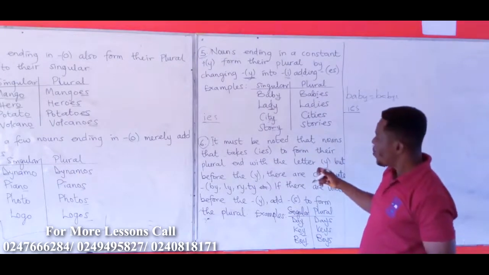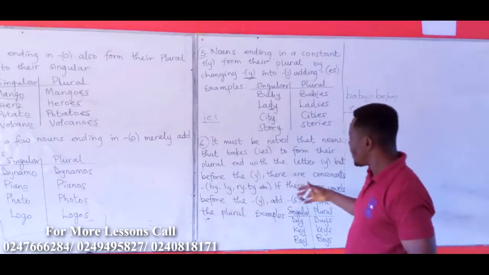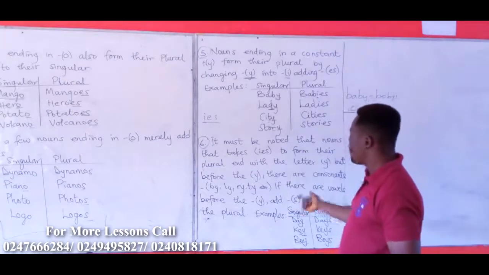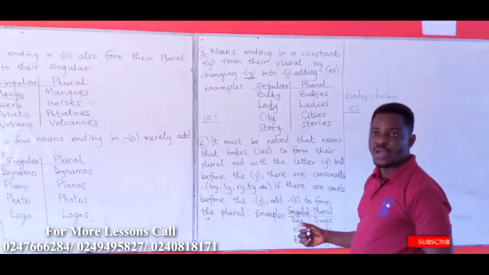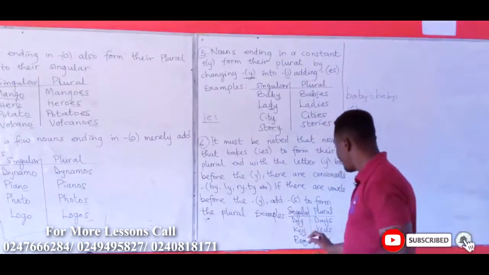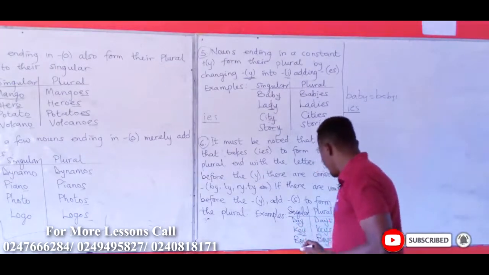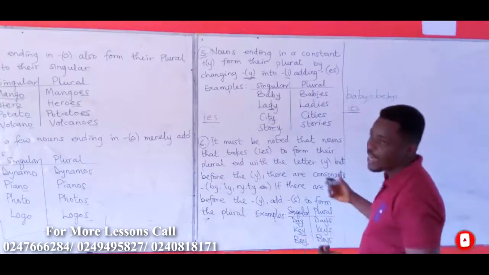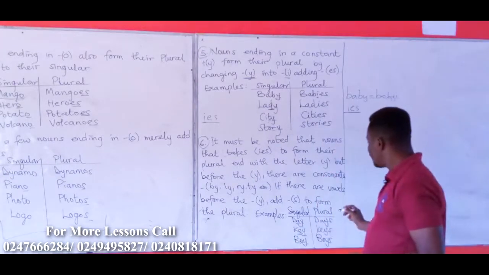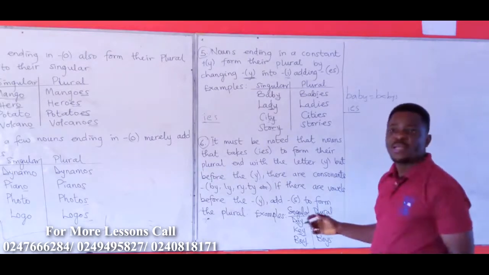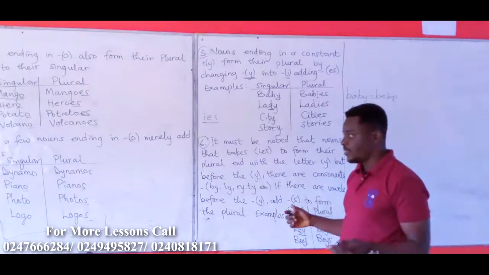However, when the noun ends with y, but before the y there is a vowel letter, as you can see, day, key, boy, and other examples that we can talk of, you don't add ies, but rather you add what? Common s, common s.